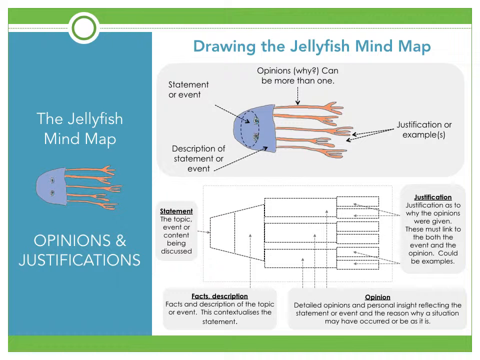Each arm of the jellyfish is a personal opinion, and it should reflect insight that the learner has to the content. And then lastly are the justifications as to why the opinions were given. And this must link both the event and the opinion together. They could use facts or they can use examples to justify and substantiate.